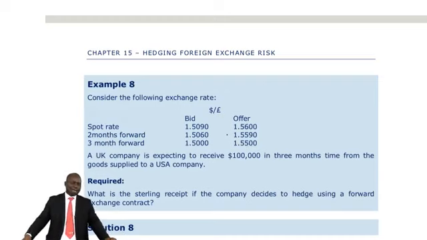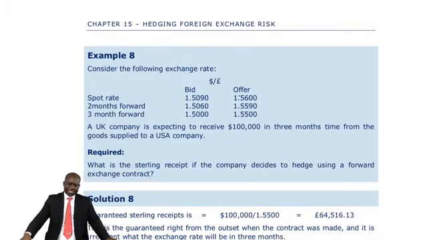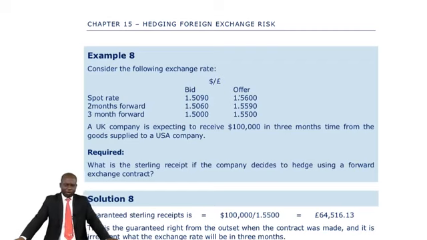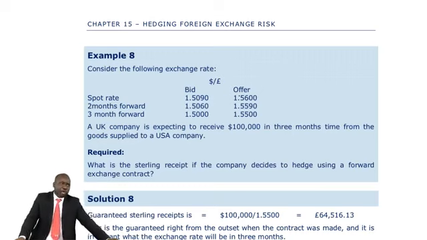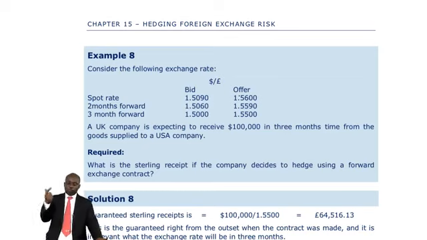Forward contract, the maximum you can get there is probably 1 or 2 marks. So let's take this example. Consider the following exchange rate. I have the dollar/pound bid and offer: spot rate, 2-month forward, 3-month forward. A UK company is expecting to receive $100,000 in 3 months' time from goods supplied to a USA company. What is the sterling receipt if the company decides to hedge using a forward exchange contract? This one, for instance, you can think of only 1 mark.